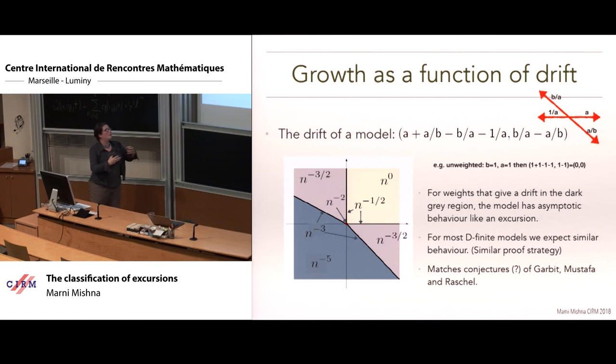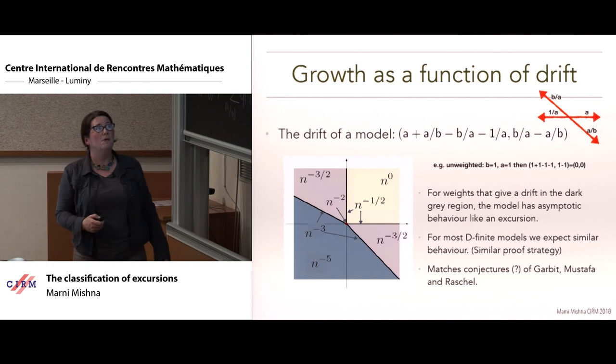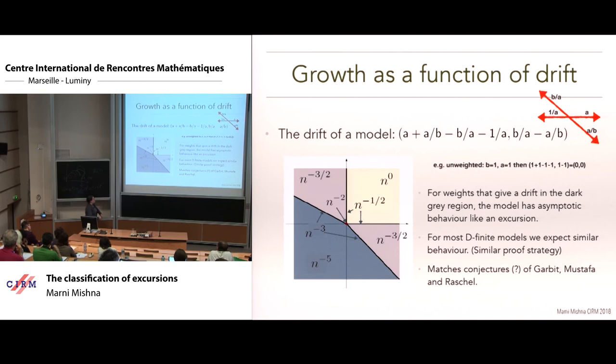So when I'm in here, I'm behaving like a walk that's almost a free walk. And when I'm in here, I'm behaving like a walk that goes back to one of the axes. And when I behave in here, I'm behaving like an excursion. So I really can see the behavior of the unweighted walk. It's somehow coming out in here.